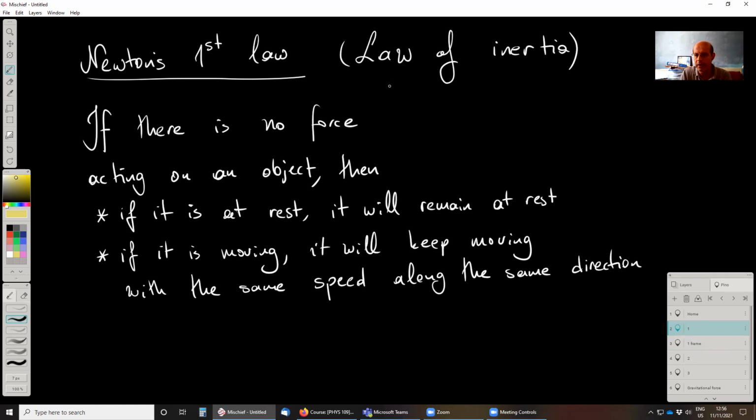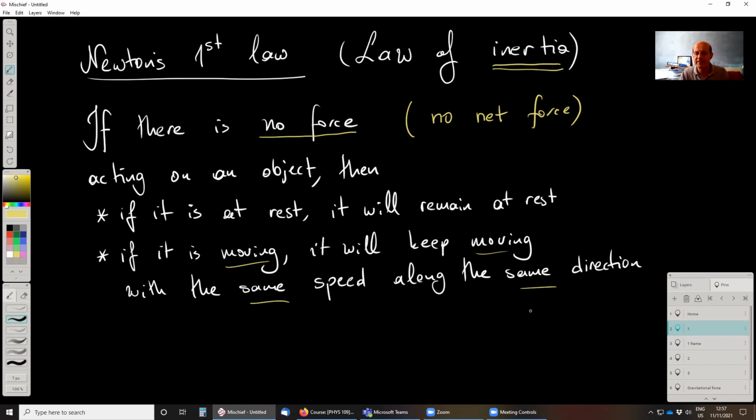So we start with Newton's first law, right? It's also called the law of inertia. So this is the long form. If there is no force acting on an object, and in some versions, we actually replace this with no net force. So there might be some forces acting on an object, but the net force, or the total of all of these forces, is 0, then the conclusion is also valid. But let's just say for no force, if there's no force acting on an object, then if it is at rest, it will remain at rest. If it is moving, then it will keep moving with the same speed and along the same direction.